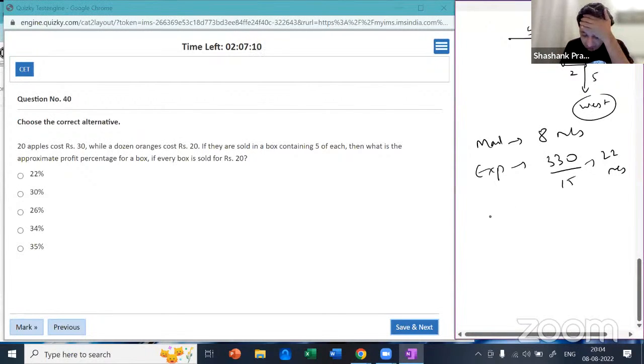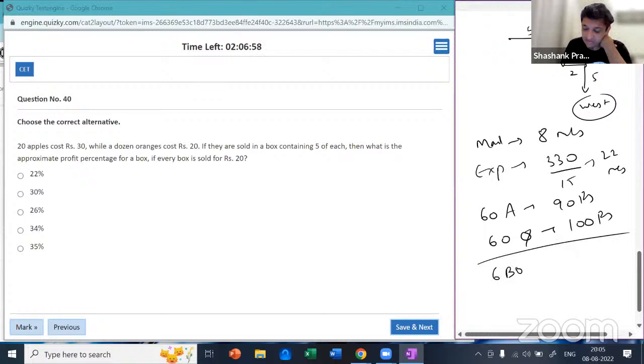I think I understood this. So let's say 60 apples will cost 33s are 90 rupees, and 60 oranges will cost 12 5s are 60, 25s are 100 rupees. So 6 boxes, yeah, 6 boxes, now 5 of each. So 10, 6 boxes, 60 apples, 60 oranges, 120, meaning not 6 boxes.